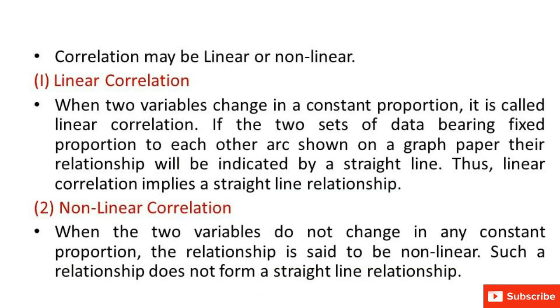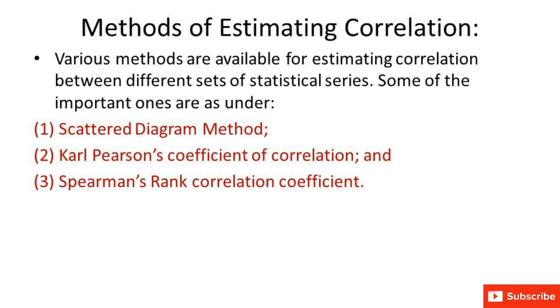Correlation may be linear or non-linear. Linear correlation: when the two variables change in a constant proportion, it is called linear correlation. Non-linear correlation: when the two variables do not change in any constant proportion, the relationship is called non-linear. There are different methods of estimating the correlation. Some of the important ones mentioned in your book are, first, the scatter diagram method, second, the Karl Pearson coefficient, and third, the Spearman rank.